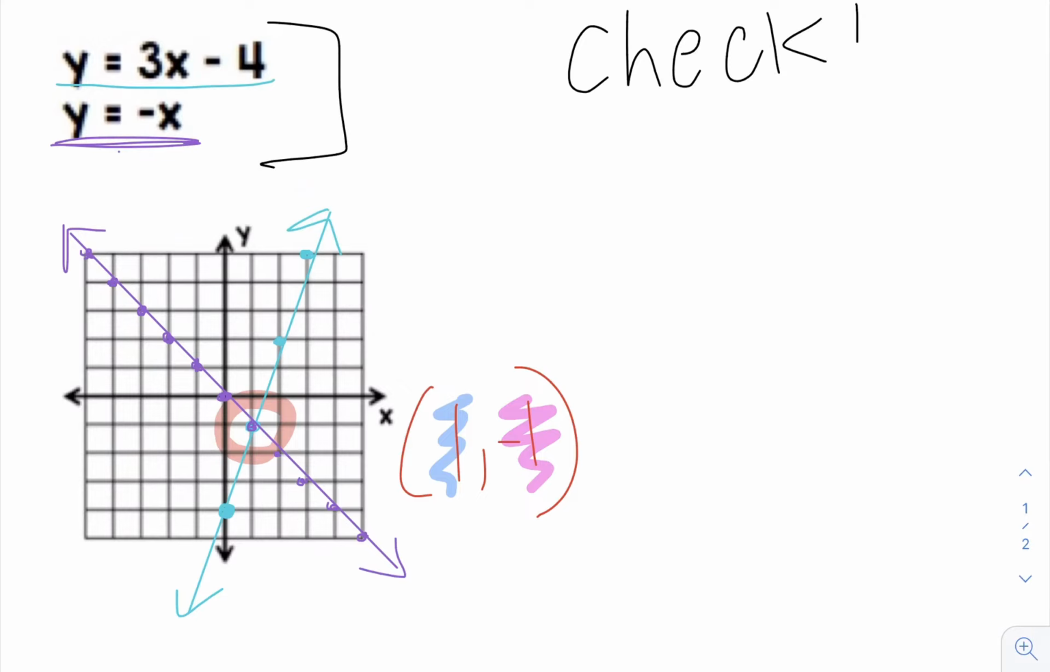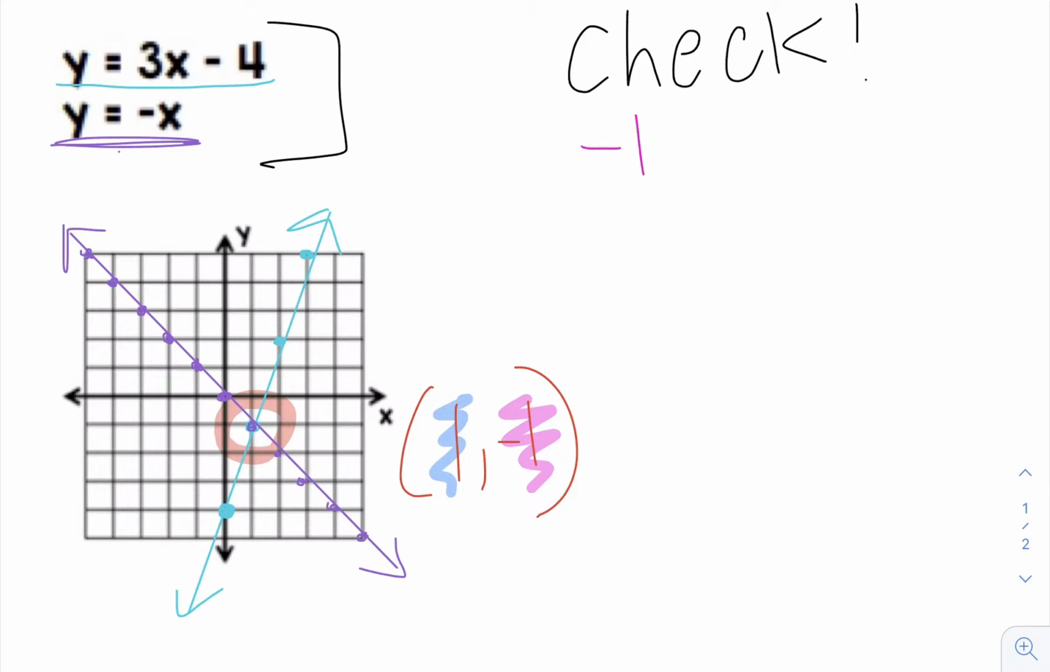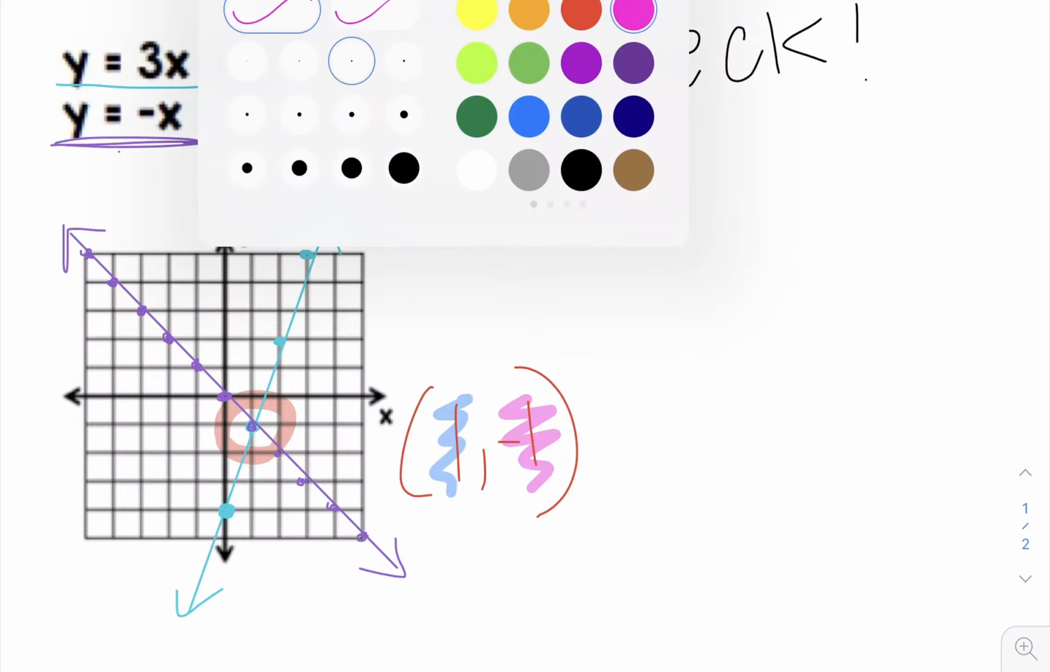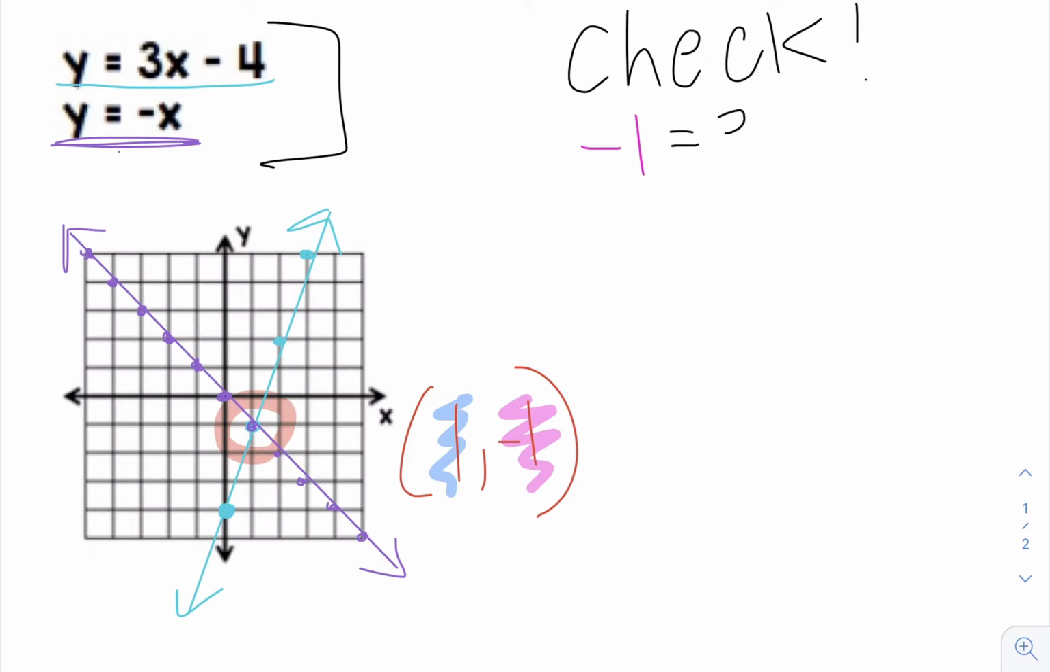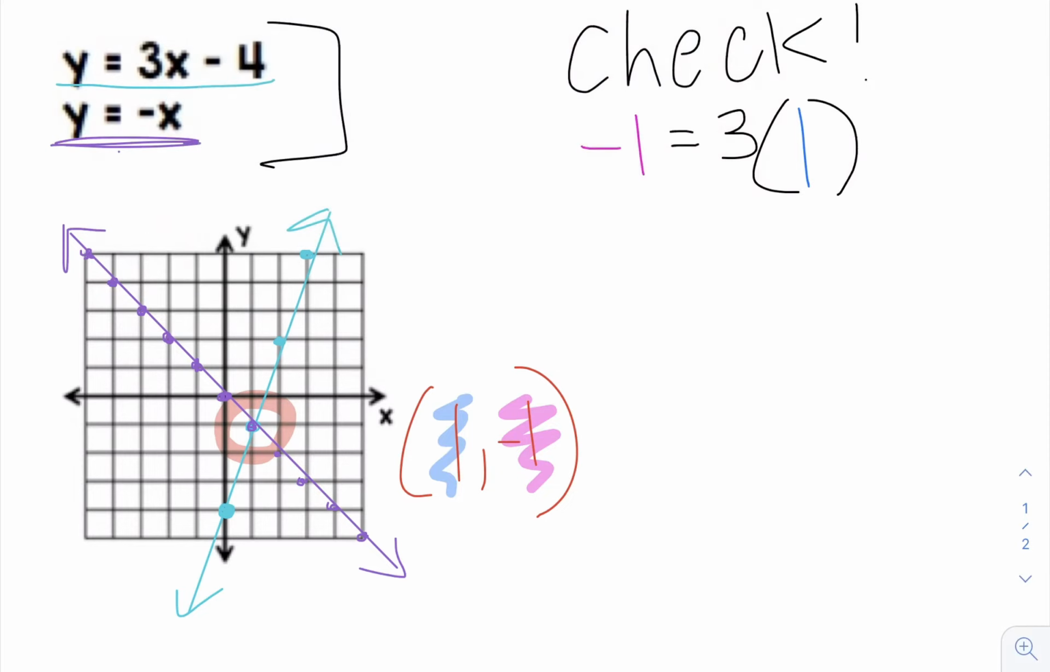You are making a lot of mistakes with this. So my first equation, y equals, so I'm going to plug in y, which is -1, equals 3 times 1 minus 4. I'm going to simplify both sides of this equation until I get this one number on both sides of the equal sign. -1 simplifies to -1. I don't have to do anything with that. 3 times 1 is 3. And bring down the -4.